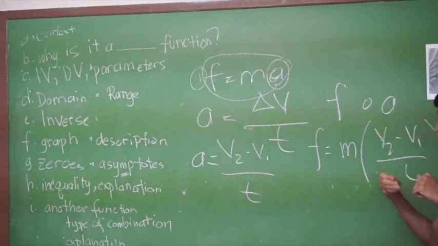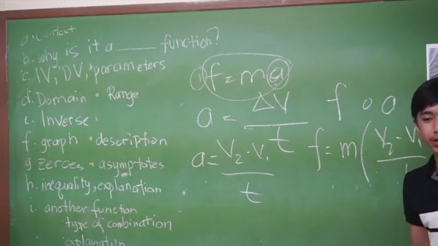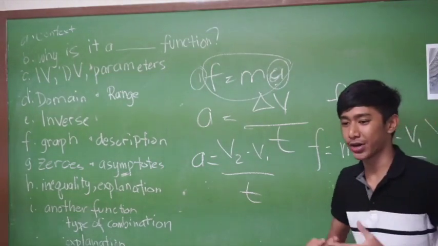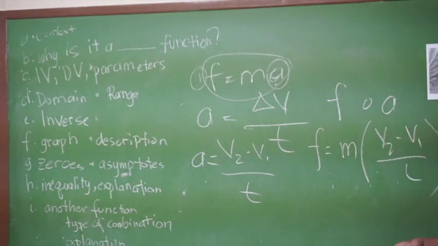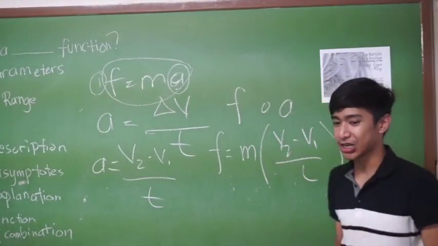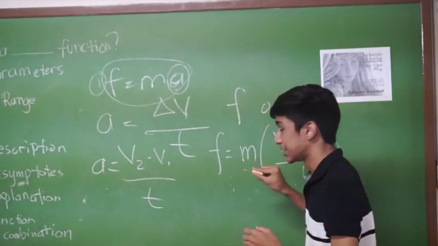Okay, how can this be used in real life? Because we are always grounding our discussions in real life, right? Now, this can be used when the acceleration is unknown, but the mass is known.